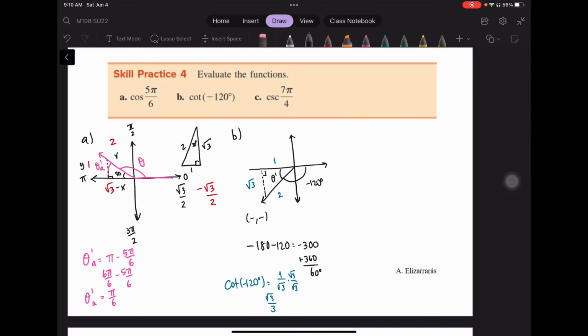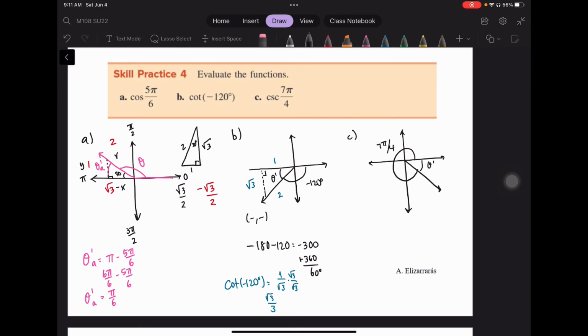For part C, cosecant, the reciprocal of sine, is going to be hypotenuse over opposite. And we're going to find that reference angle. 7 pi over 4 is almost 2 pi because it's almost 8 pi over 4. So I'm going to go all the way around past 3 pi over 2 here. That angle is 7 pi over 4. And so we need this reference angle here.